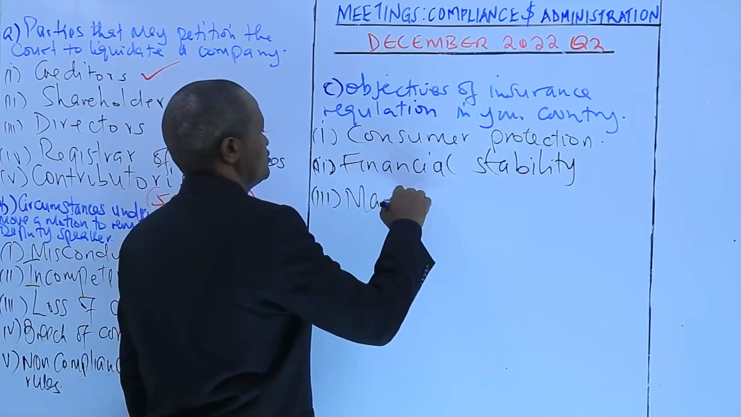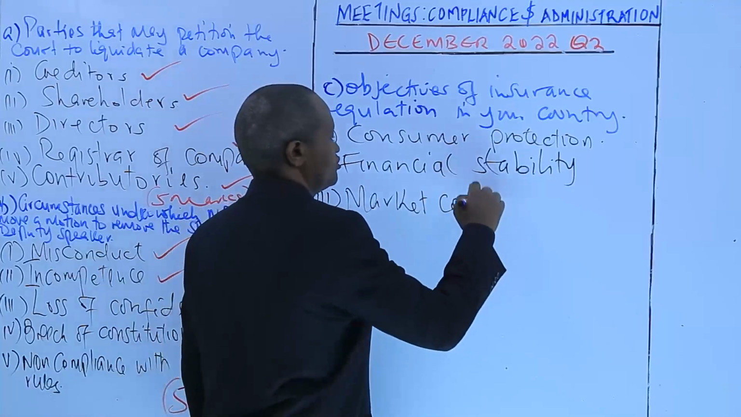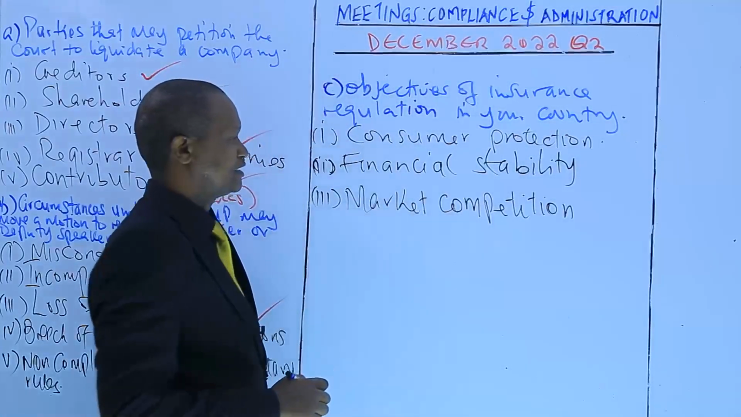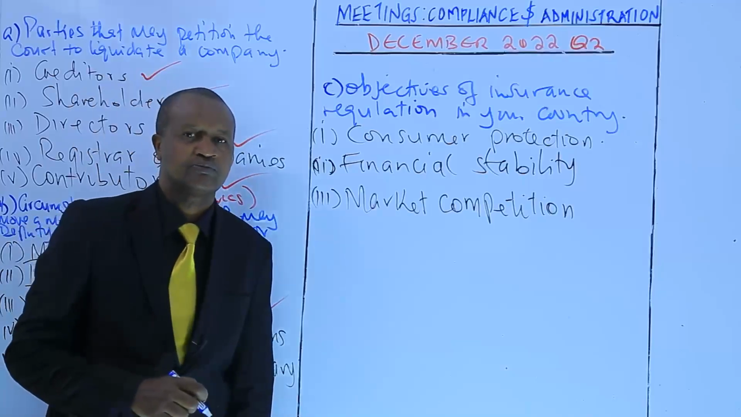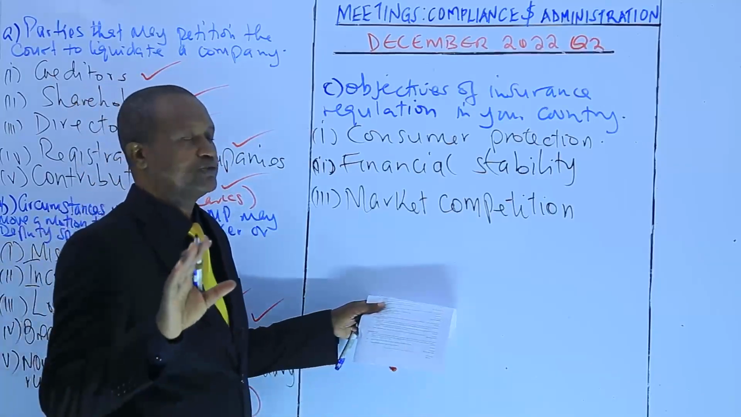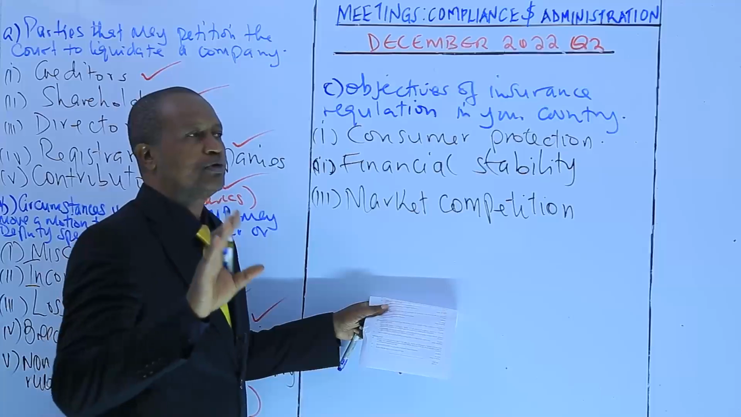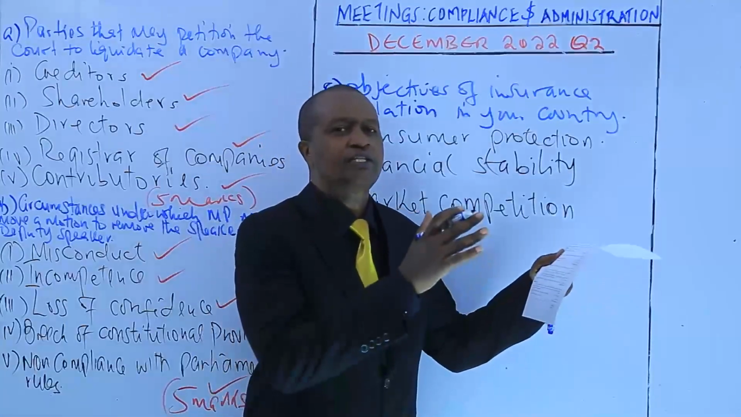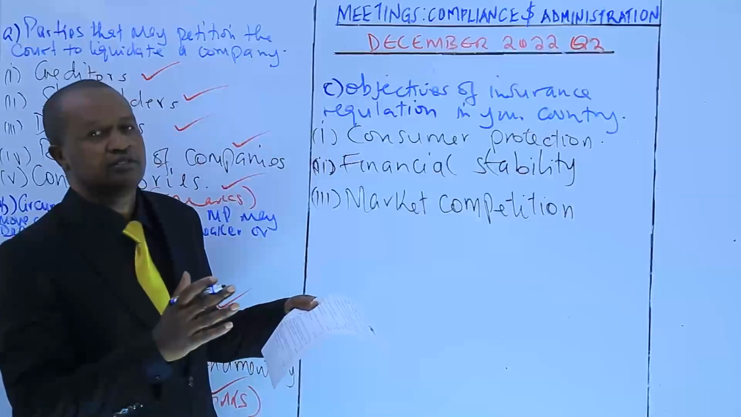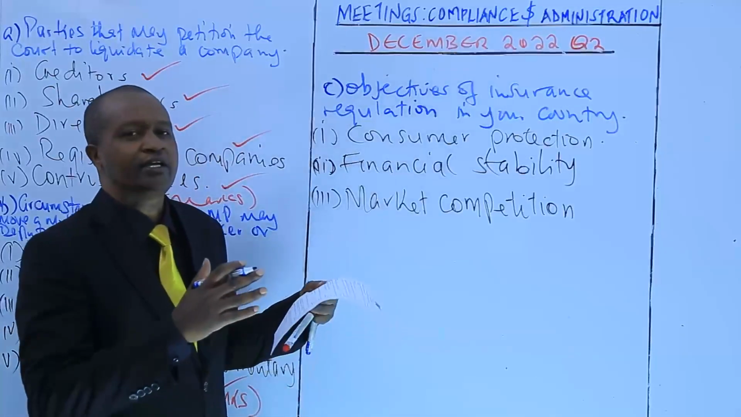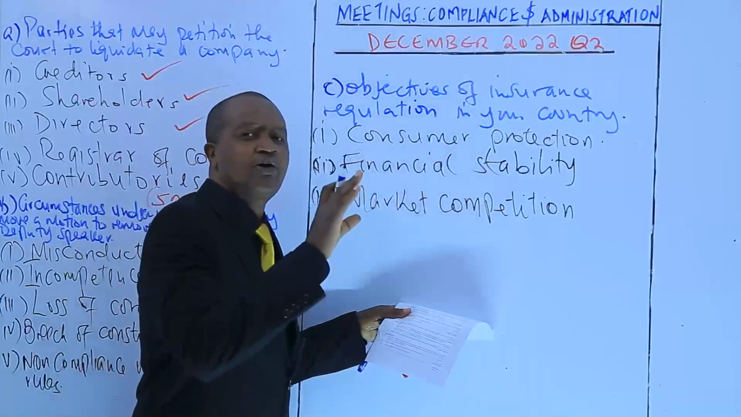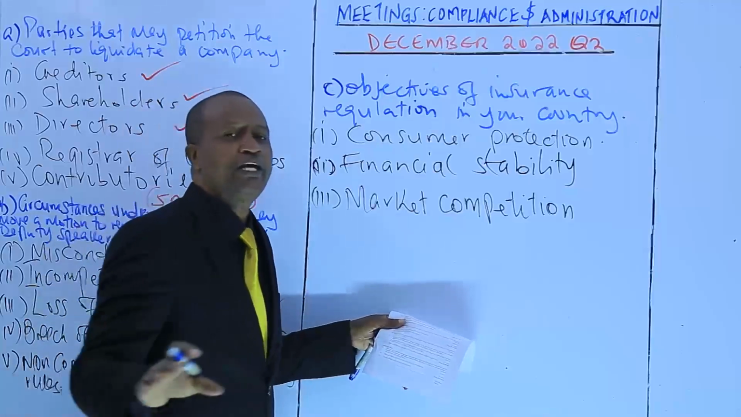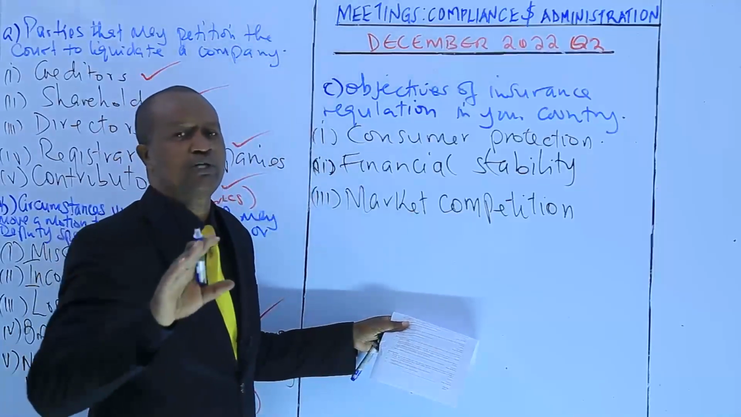Market competition. Insurance regulation promotes what we call competitive insurance markets. By doing what? By preventing anti-competitive practices, ensuring a level playing ground or field for insurers.